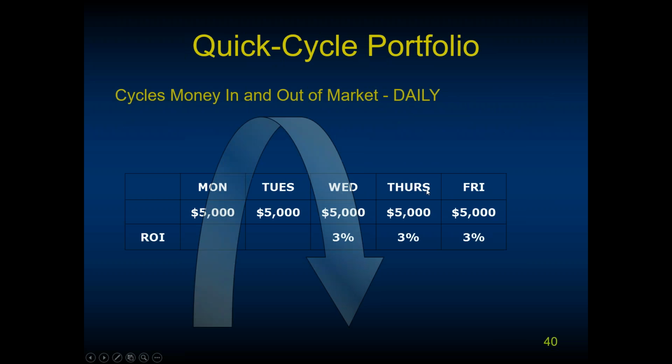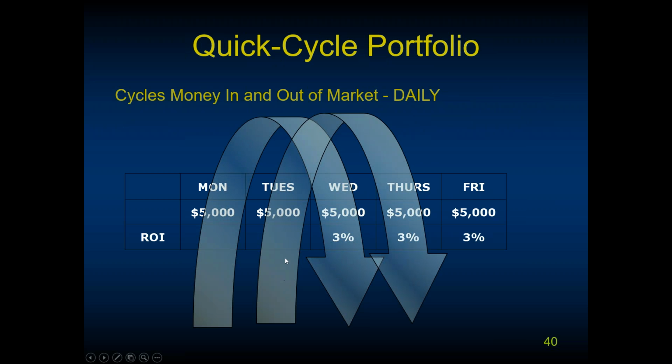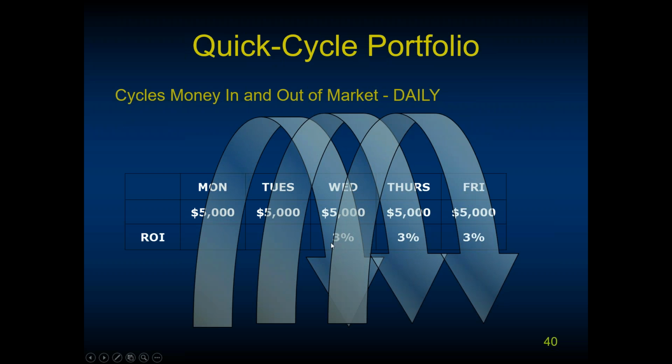We teach what we call a quick cycle portfolio, basically cycling money in and out of the market every couple of days. Again, our average now is a 1.9 day hold. So basically it's cycling parts of the portfolio in and out. And as I said before, this is a great protection for corrections, for swings in the market. Because yes, you're always putting money in, but yes, you're always taking it out.